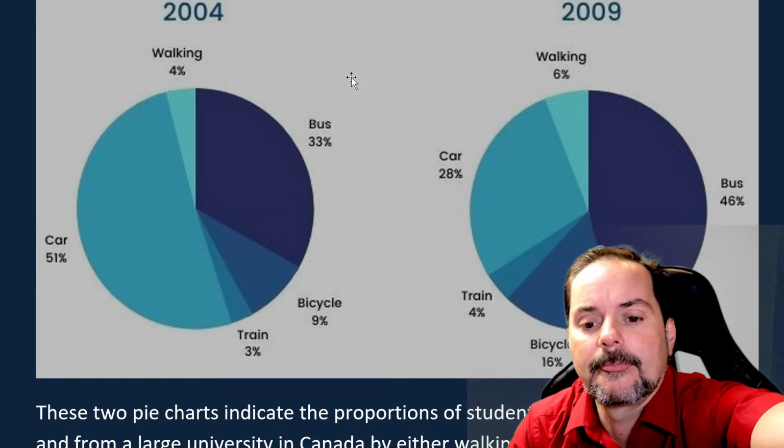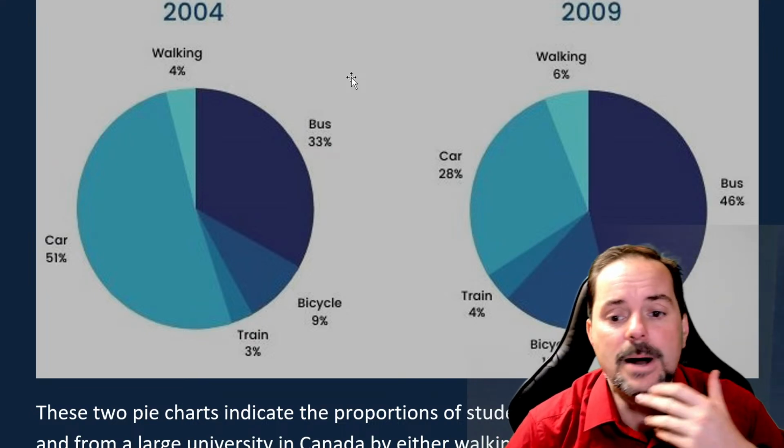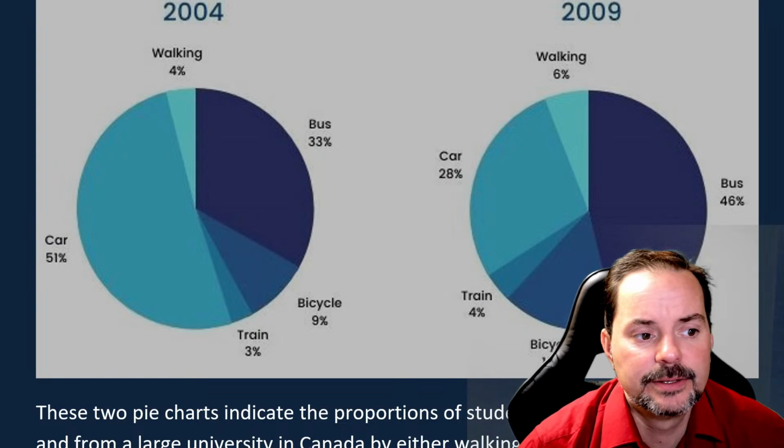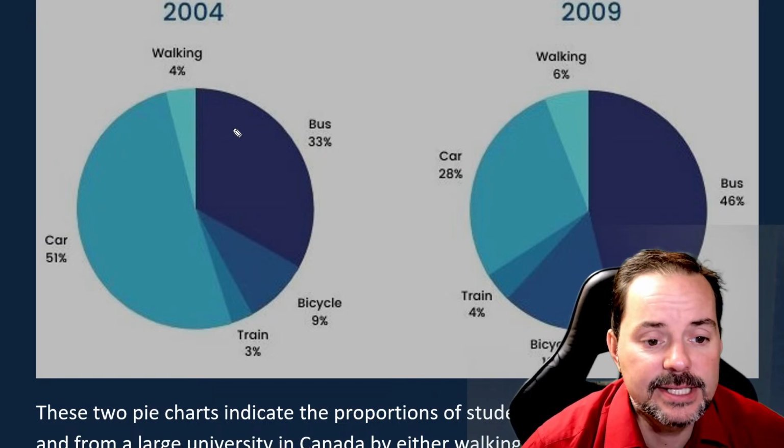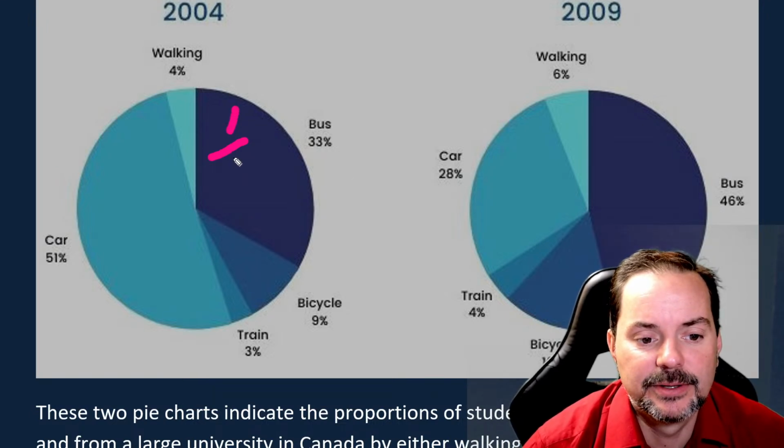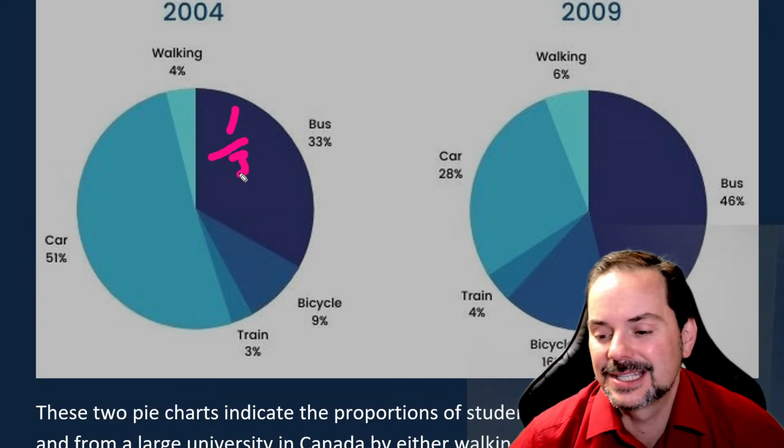Okay. All right. Now, bus. Big shift here. Bus is a third. Okay, we talked about this. 33%, that's pretty much exactly a third.